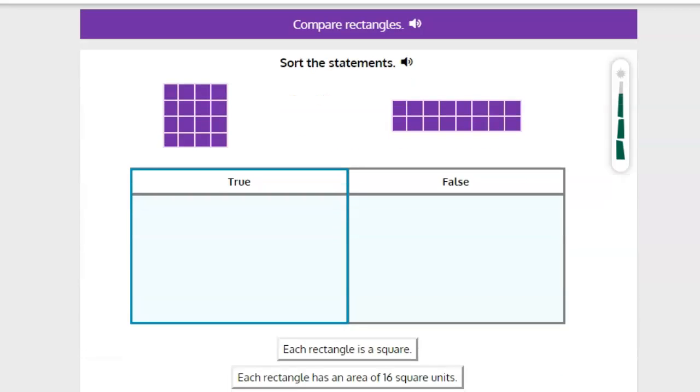Now let's look at our last activity. Just to finish up, we're going to sort these statements into a true statement or a false statement. Looking at these 2 rectangles, here's our first rectangle from our first problem and the second one we created. Each rectangle is a square. Is that true or false? Are both of these shapes squares? Think about, what are the attributes of a square?